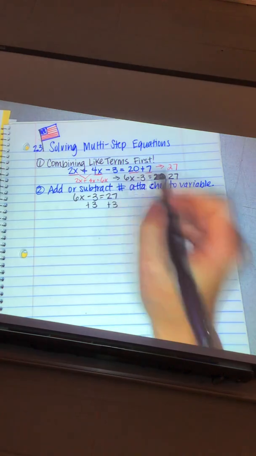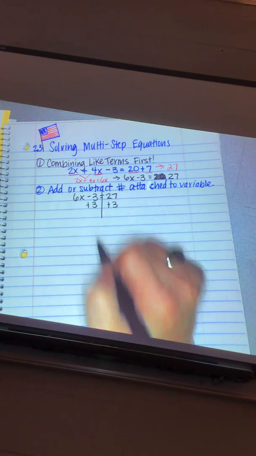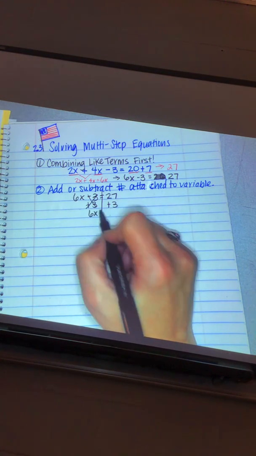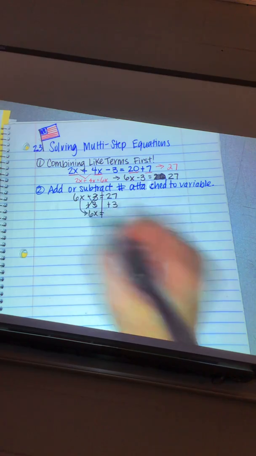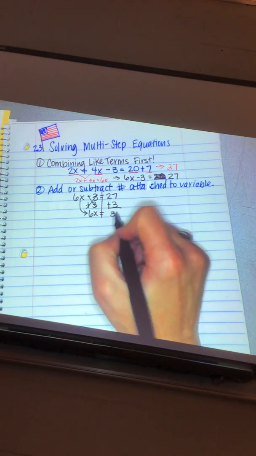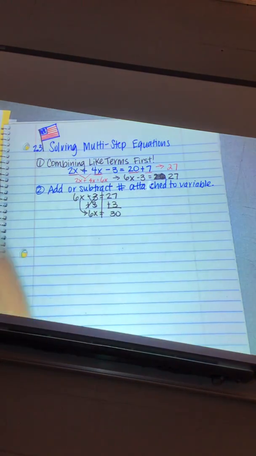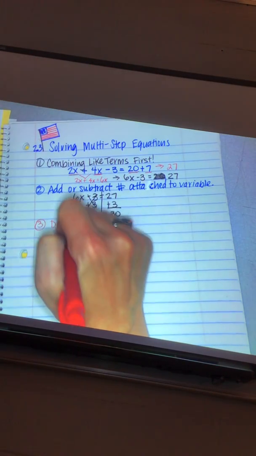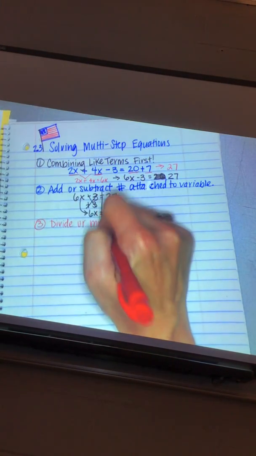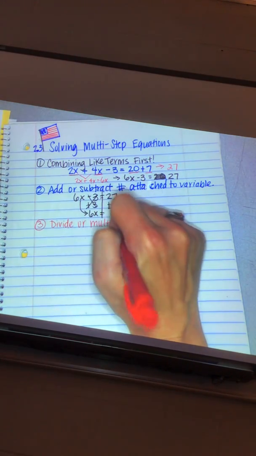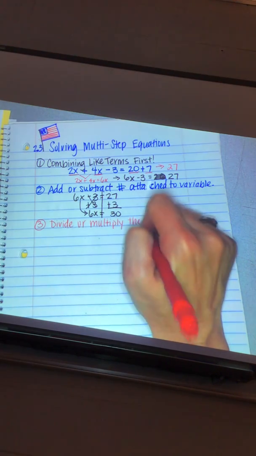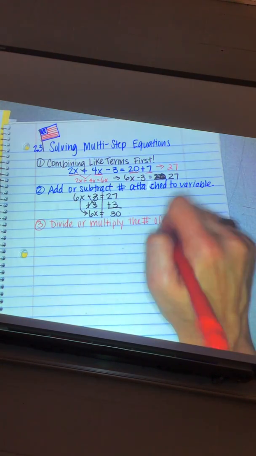If we want to draw our line, we can. That's going to give us 0 over here, which is super. We are just going to have 6x still equals 30. That's what I mean by add and subtract. And our last step is to divide or multiply the number off of the variable.